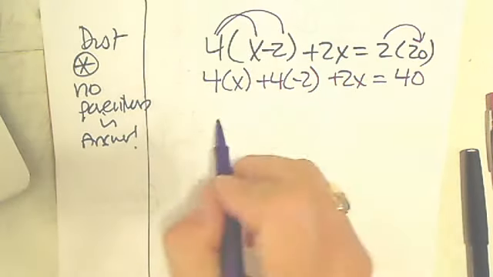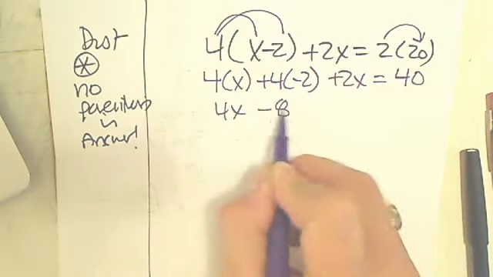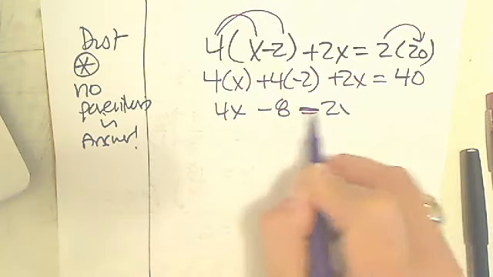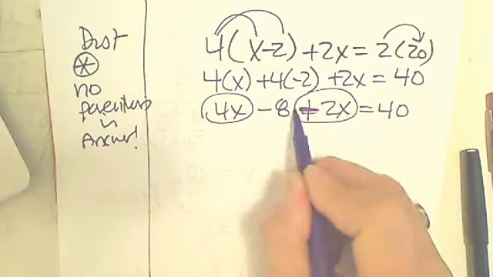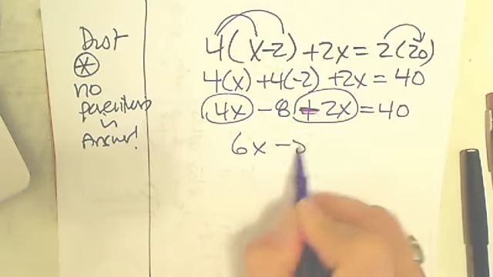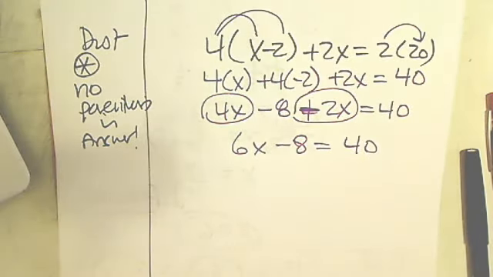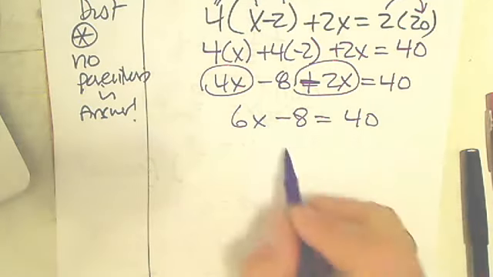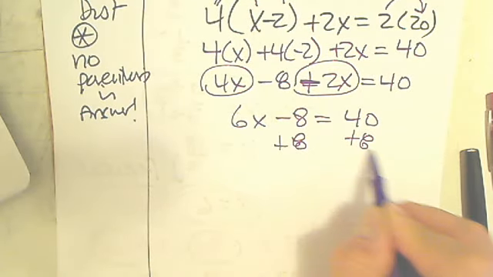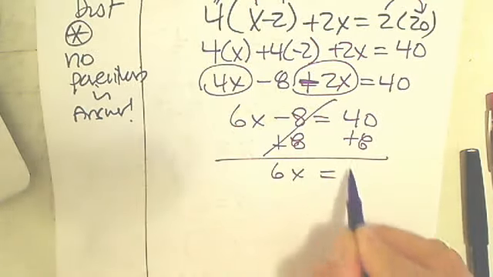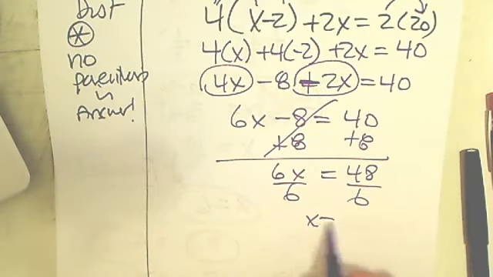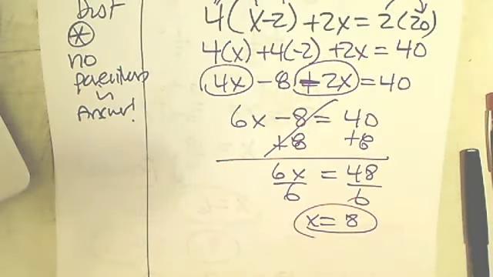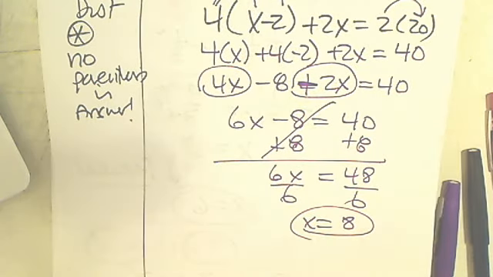40. Simplify: 4x minus 8 plus 2x equals 40. Combine like terms. 6x minus 8 equals 40. Add 8 to both sides. You get 6x equals 48. Divide by 6. X is 8. That will probably be the hardest one you'll have tonight.